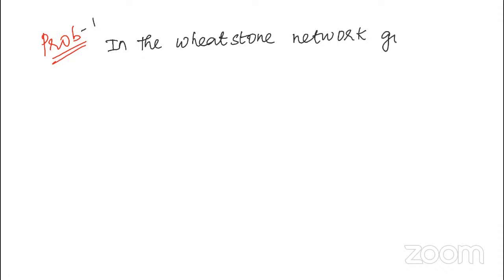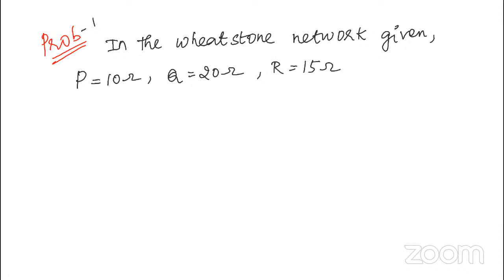In the Wheatstone network, it is given that P is equal to 10 ohm, Q is equal to 20 ohm, R is equal to 15 ohm, and S is equal to 30 ohms.